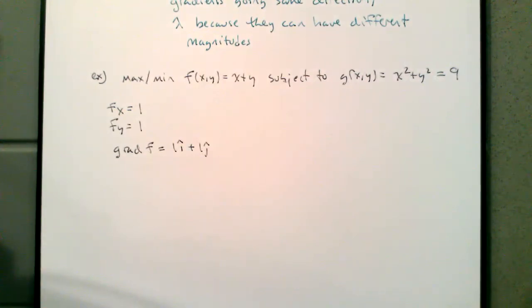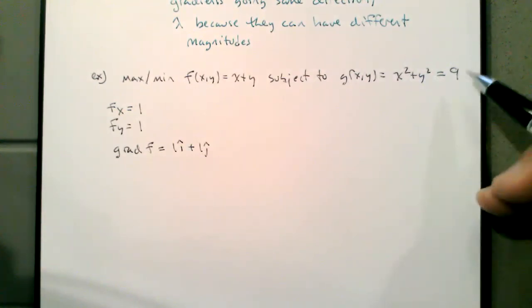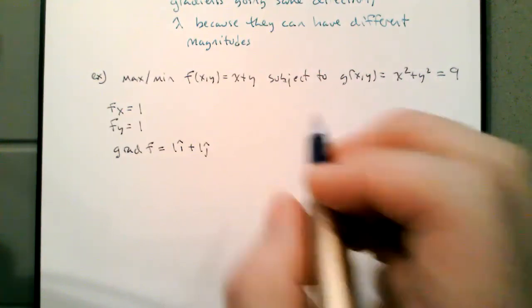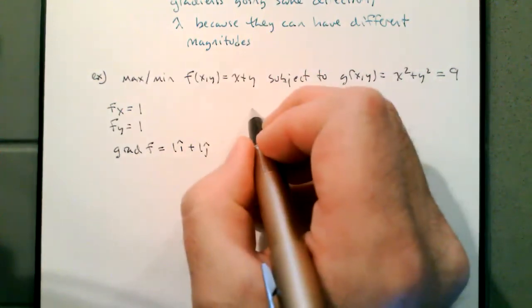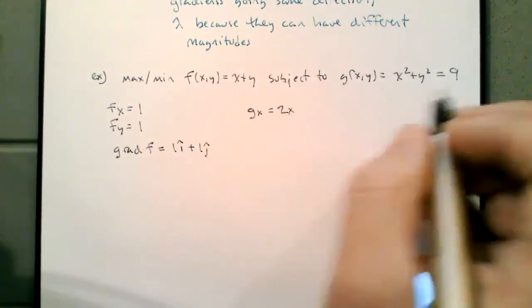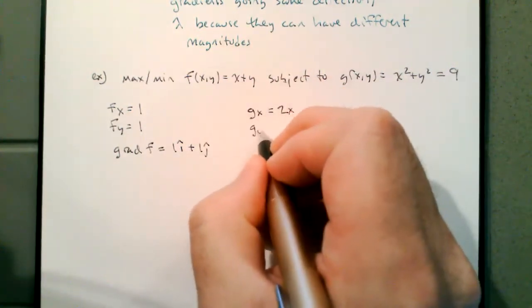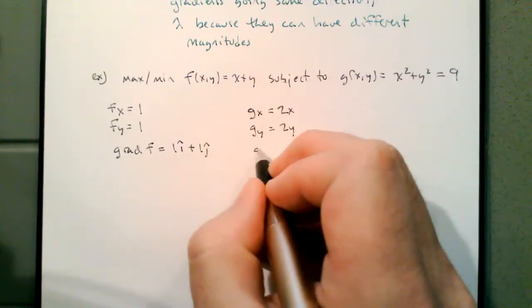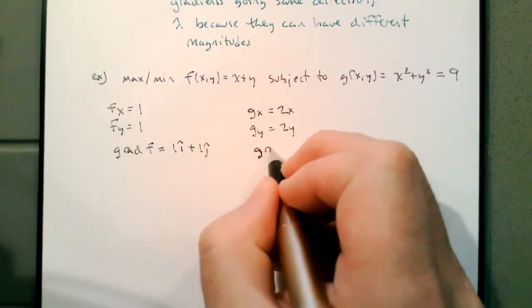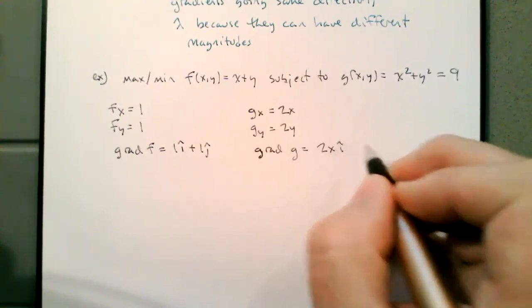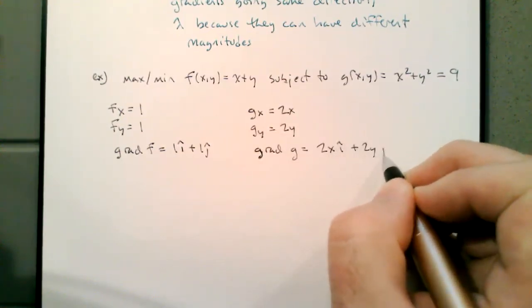I also need to look at the gradient of g. I'm not worried about the 9 part. I'm worried about what the function is doing. So for the gradient of g, gx is going to be 2x plus 0, and gy is going to be 0 plus 2y. So the gradient of g is going to be 2x times i plus 2y j.